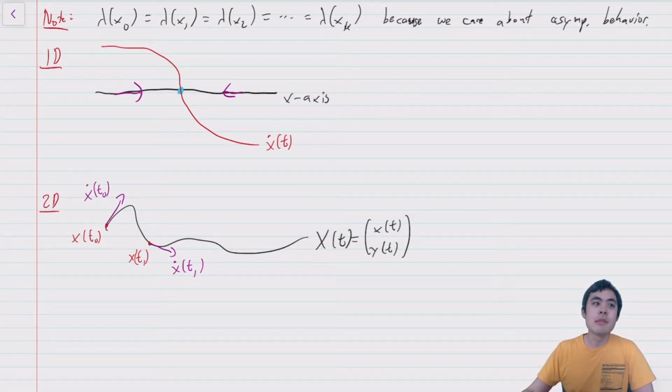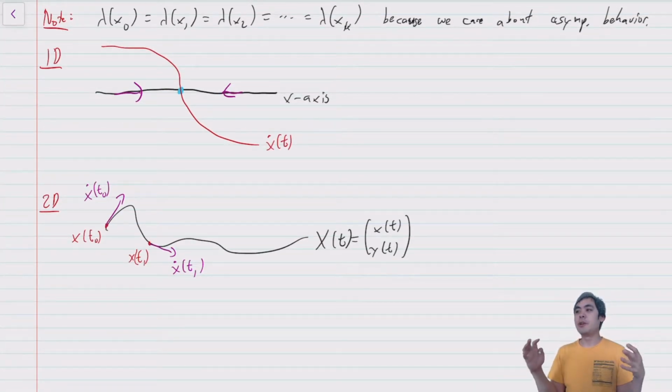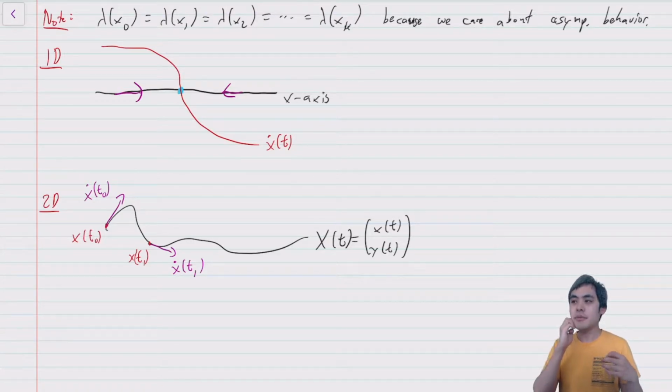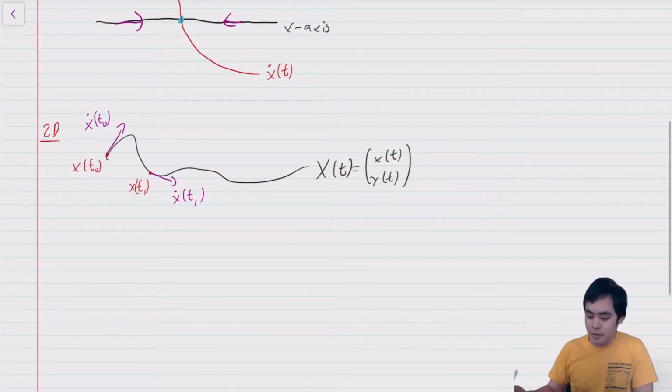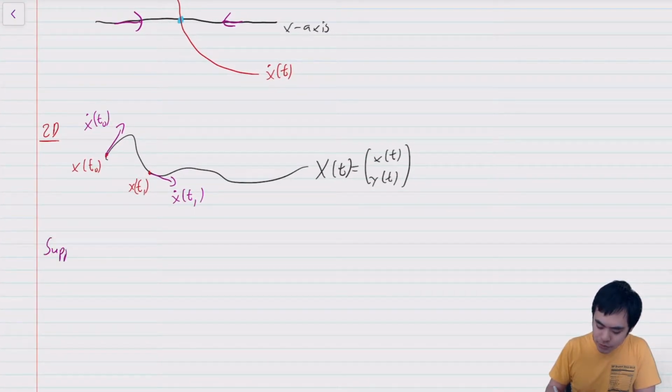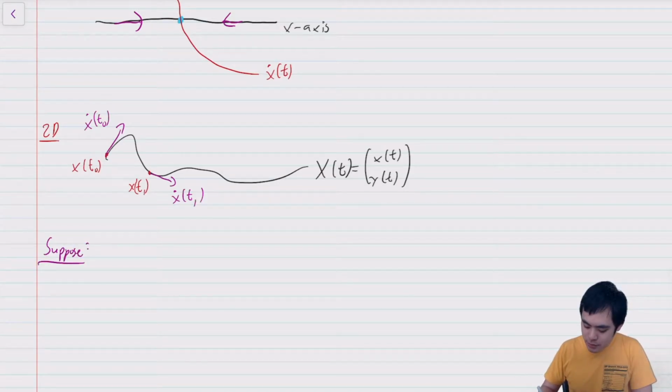So we need to find some way of generalizing this idea of successive constraining to 2D. So now let's suppose that we have a very specific case. So suppose that we have some equilibrium.